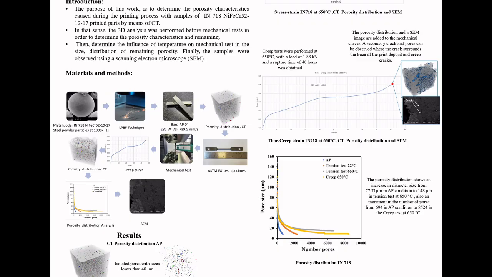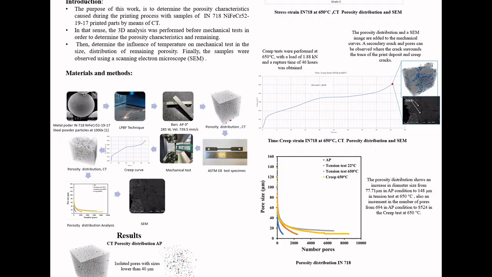Samples of 2 by 2 by 2.5 millimeters were cut using a diamond cutter, which were used for characterization by means of CT. Mechanical tensile tests were then performed at room temperature, tensile tests at 650 degrees Celsius, and finally a creep test at 650 degrees Celsius. Each of the mechanical testing samples was then characterized by CT.